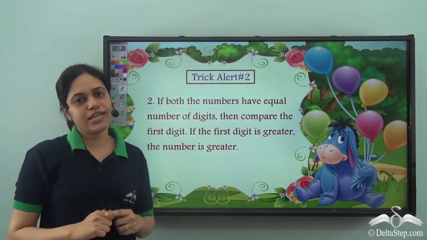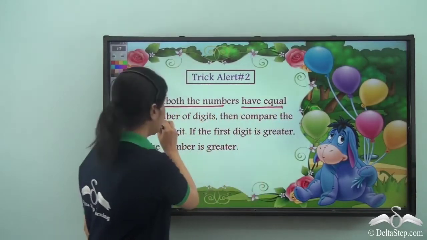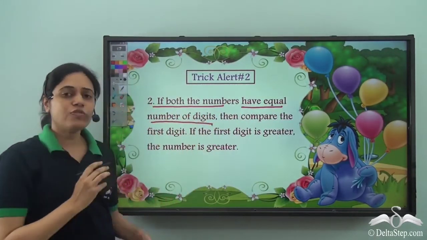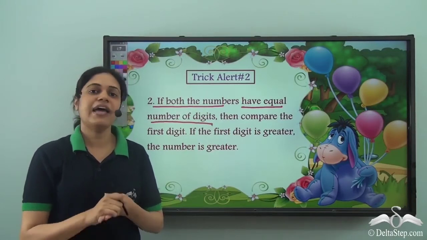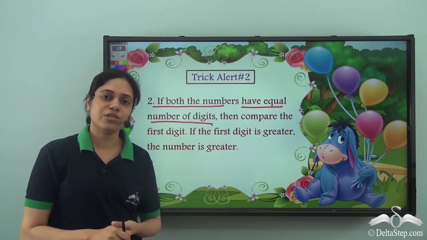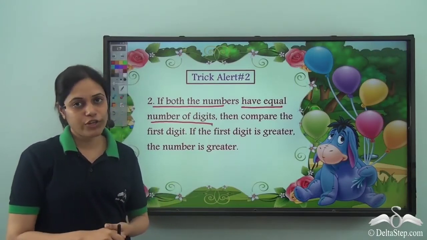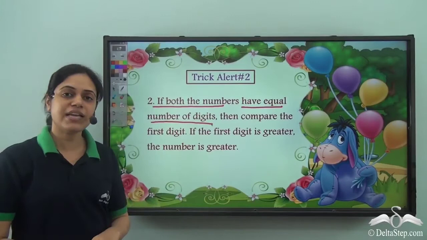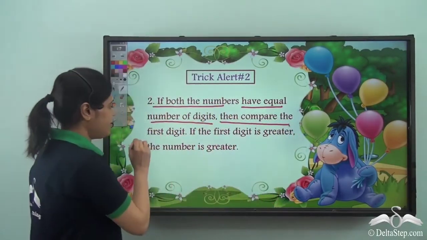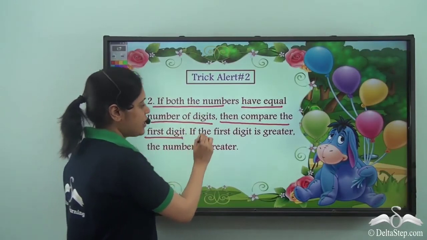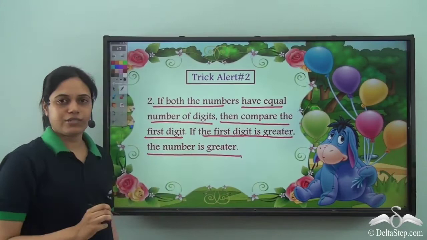Now let us go to the second trick. If both the numbers have an equal number of digits. So we saw the examples in which one number had 3 digits and the other number had 2 digits. But what if both the numbers have 3 digits? Then what do we do? Well, we come to our second trick. So then we need to compare the first digit. If the first digit is greater, the number is greater.